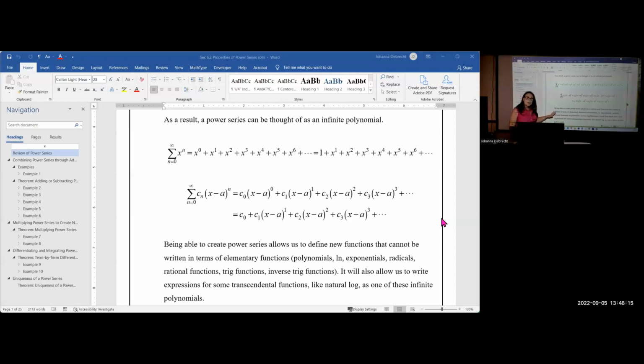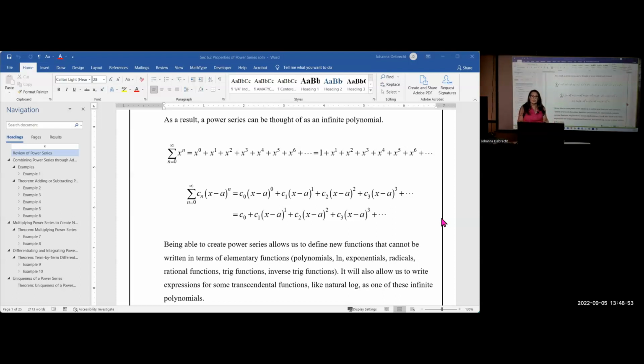Now, being able to create power series allows us to define new functions that cannot be written in terms of elementary functions. Now, what do we think of as elementary functions? This is probably a term you haven't heard before. Well, an elementary function is basically all the functions you've been dealing with over the past numerous years. So that would be your polynomials, your natural log, your exponentials, your radicals, your rational functions, trig functions, inverse trig functions, basically all the functions that you've learned about. Those are considered elementary functions.